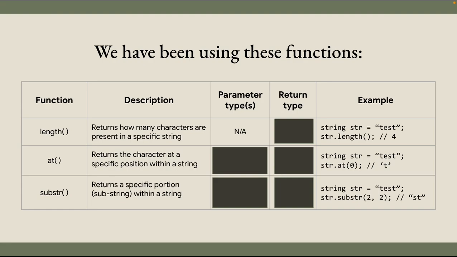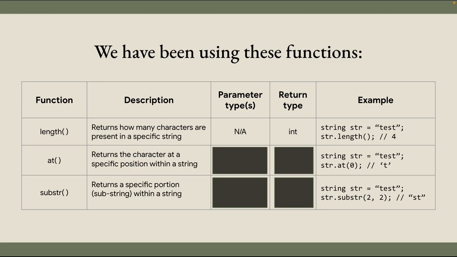As for return type, we know if we ever call length on some string, it's going to give us the number of characters in that string. That can't be a double, that can't be a bool, that can't be a string. It's always going to be an integer. So the return type for that would be an int.